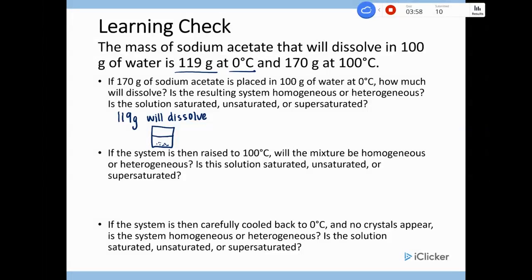Yeah. So the second one is, now all of it is dissolved.